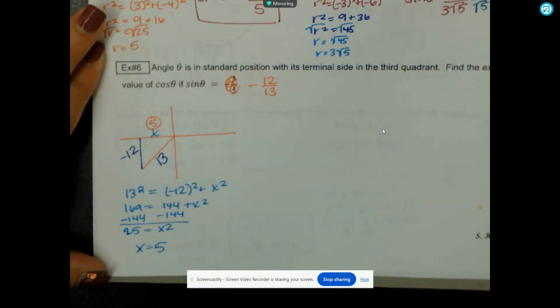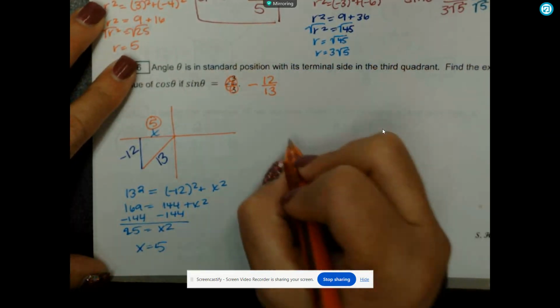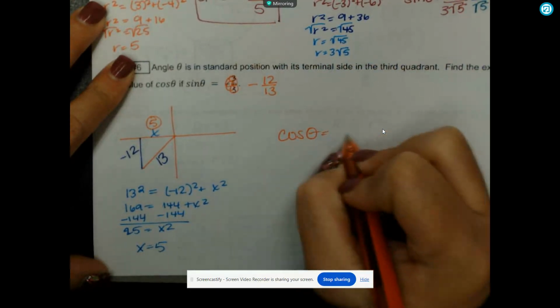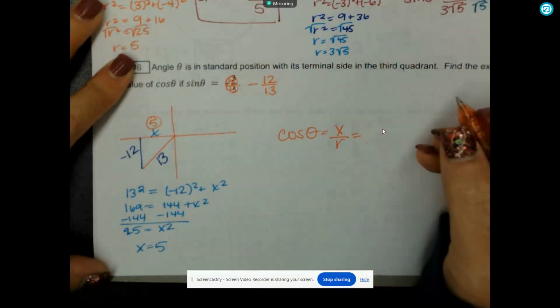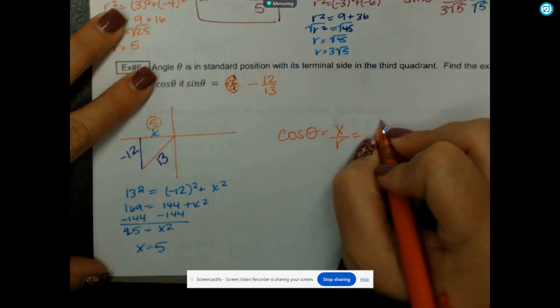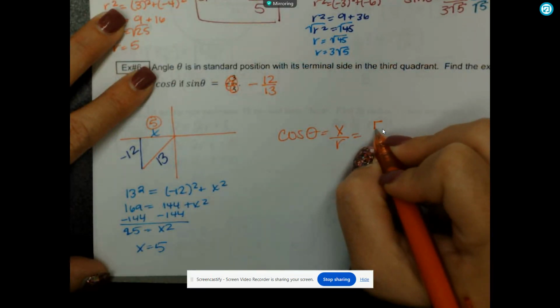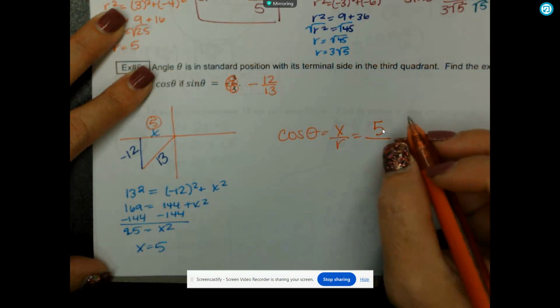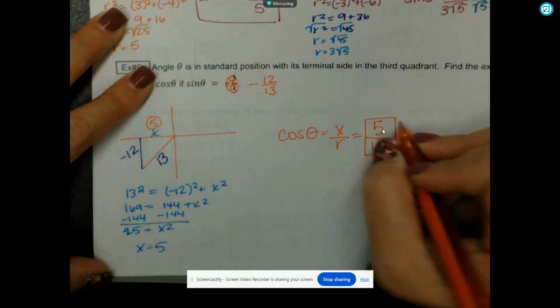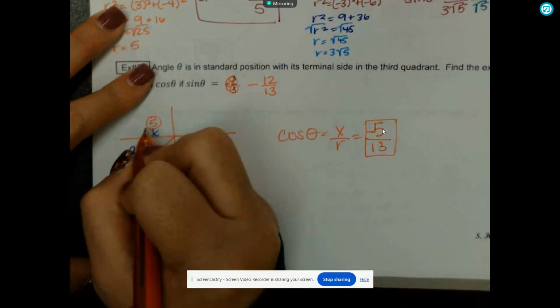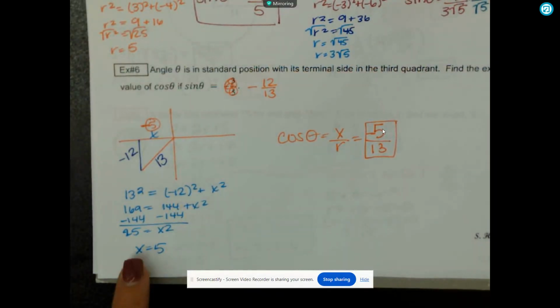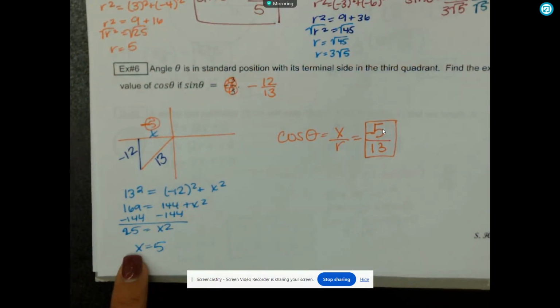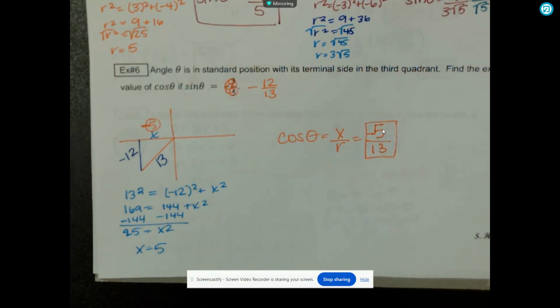So now you need to find cosine. So cosine, remember, is x over r. So what's that going to be? Five over what? 13. Oh, negative 5, sorry. Should be a negative 5. Even though it told me 5, how did I know it was negative? Because we're in quadrant 3. My bad.